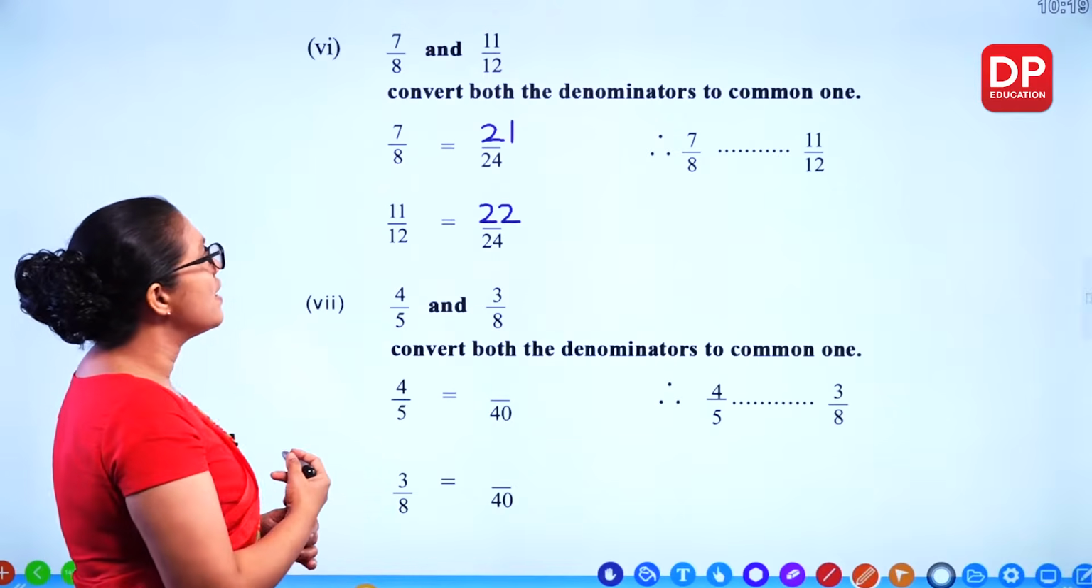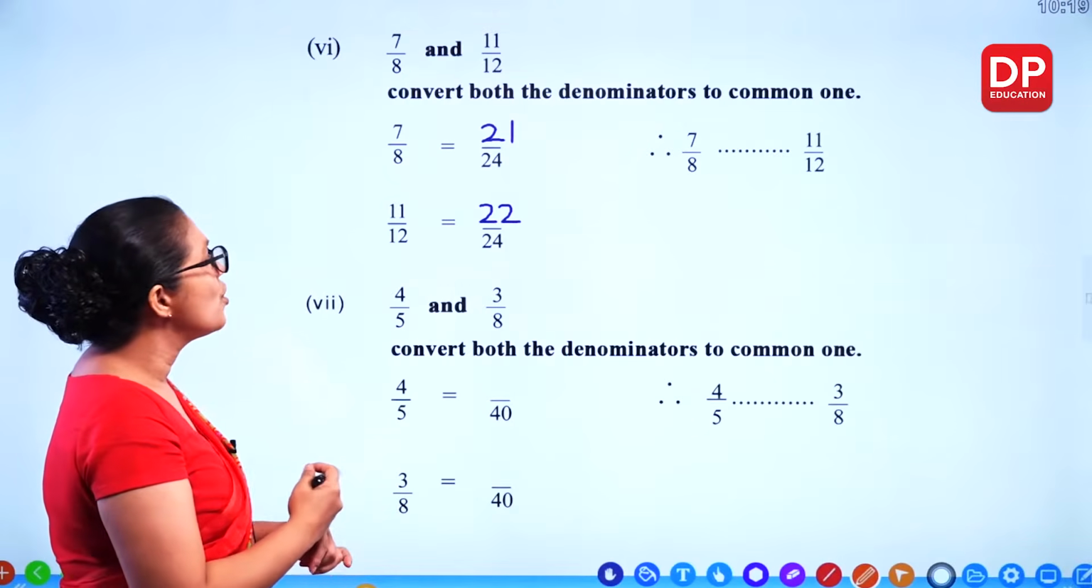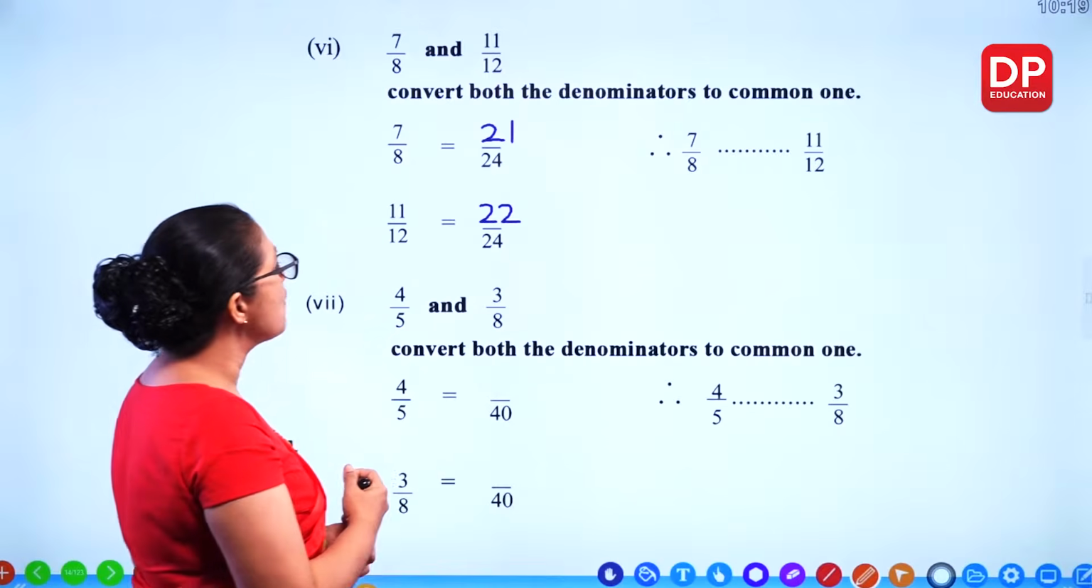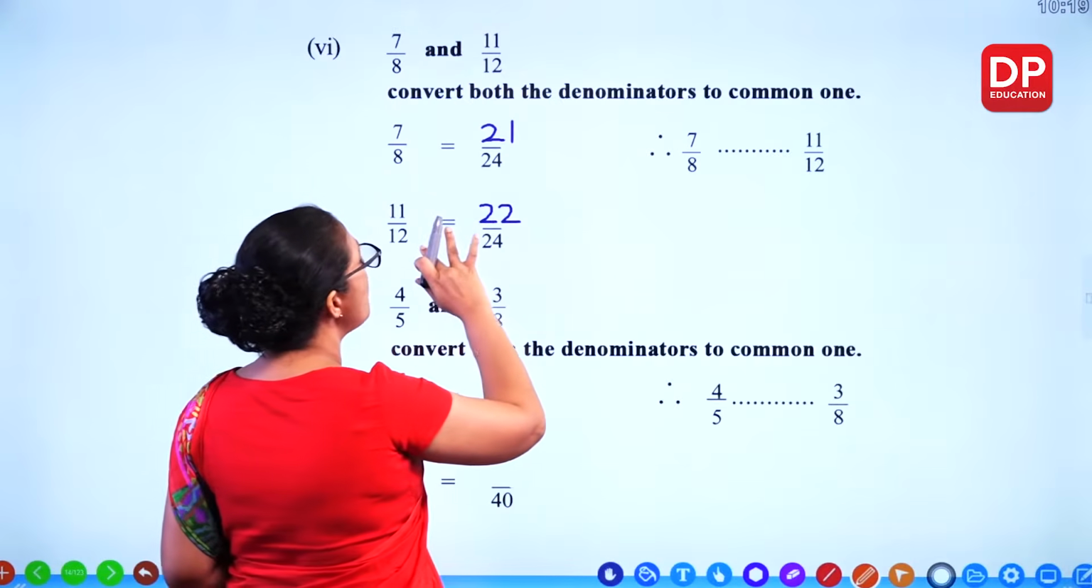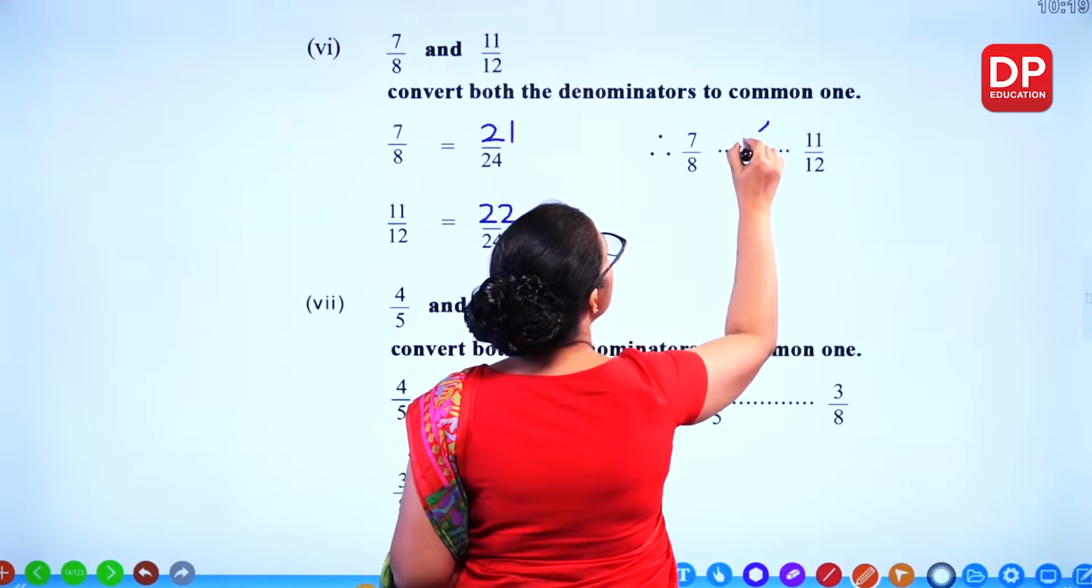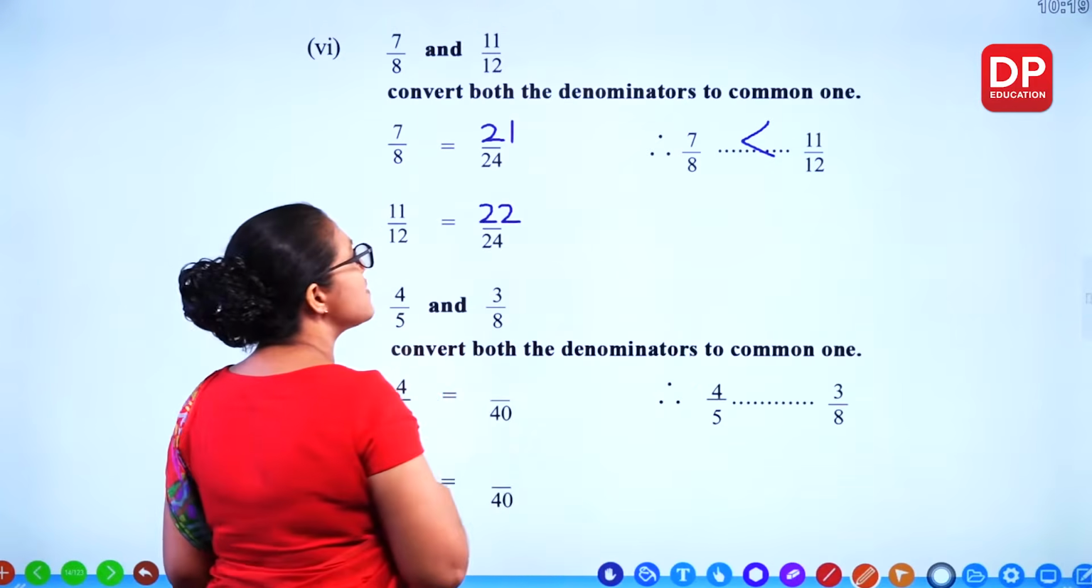Now which one is bigger, 21 or 22? 22 is bigger than 21. That means 11/12 is bigger. This side is bigger than 7/8.